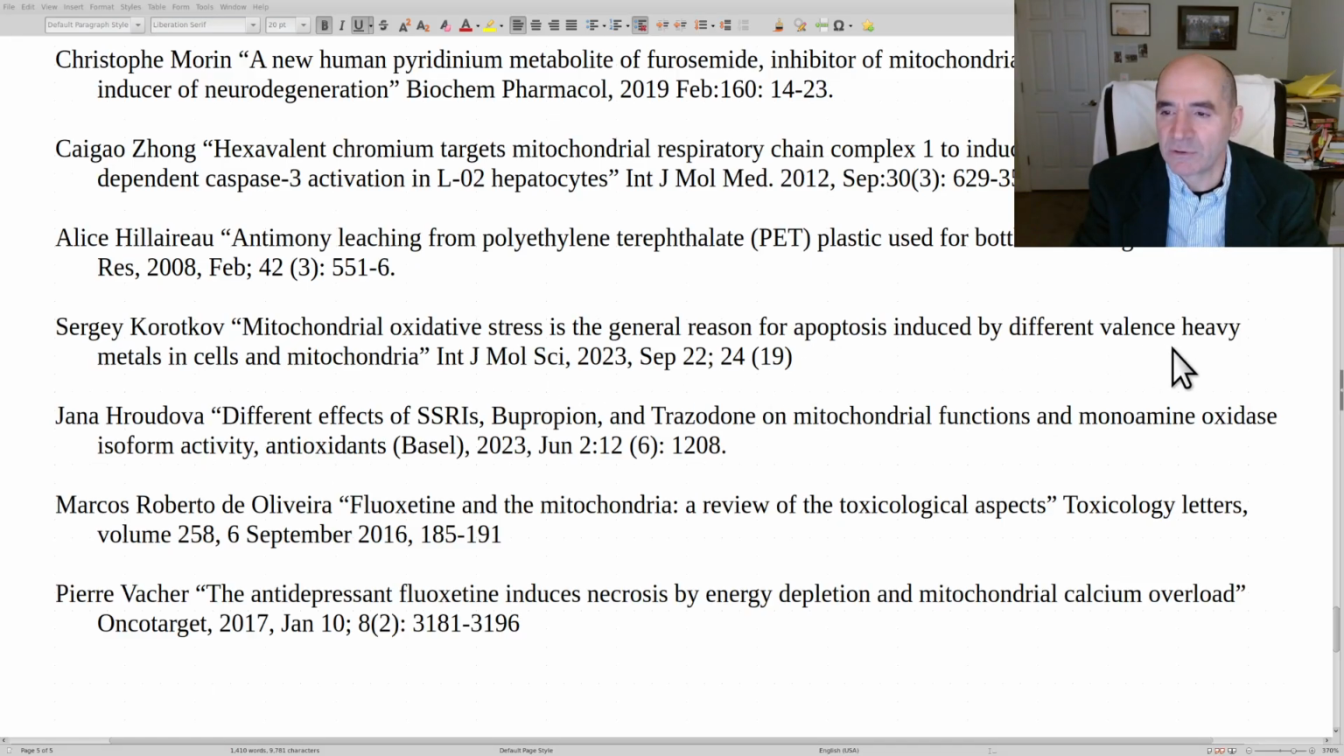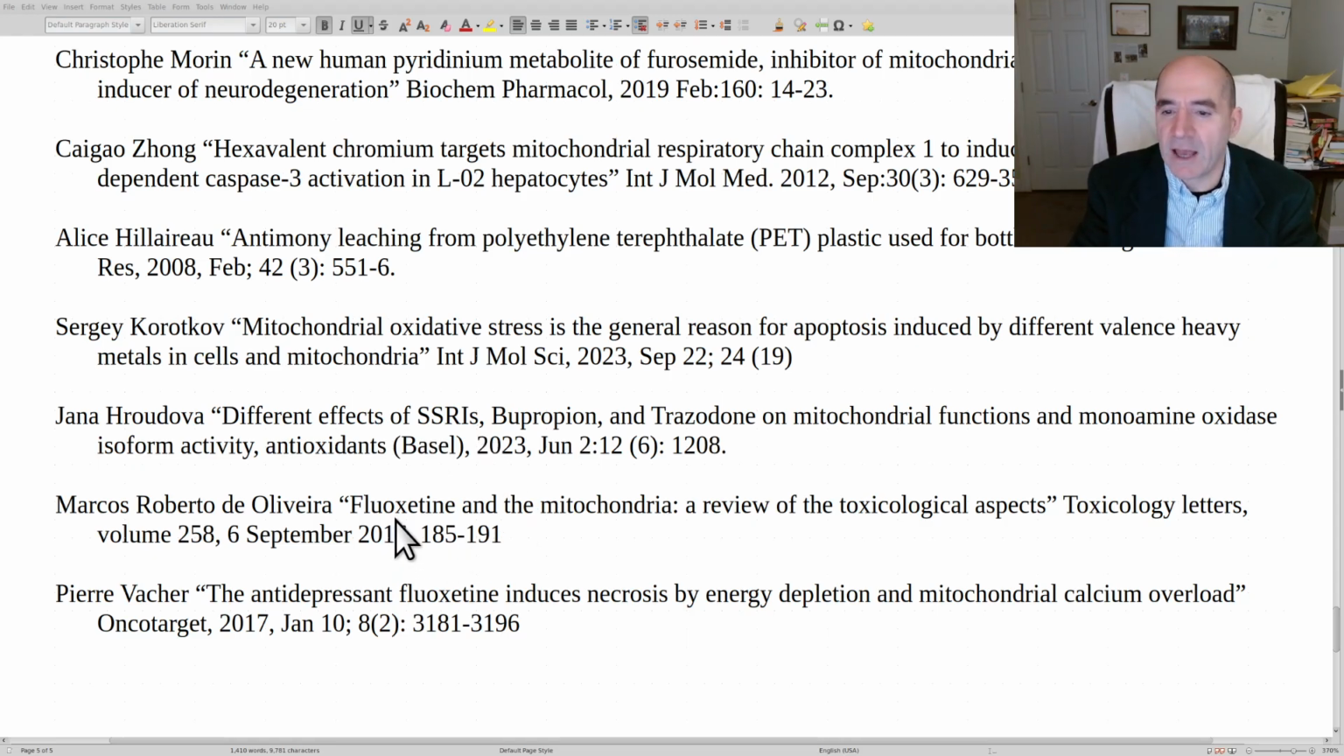This paper was interesting. There's a whole bunch of heavy metals that'll cause damage to the mitochondria. And we just talked about a whole bunch of them. Lead, Hg, cadmium. Okay, let's see, different types. Oh yeah, there's another paper showing how a whole bunch of SSRIs as well as other antidepressants, bupropion and trazodone, they're somewhat similar to the SSRIs. They're all toxic to mitochondria.